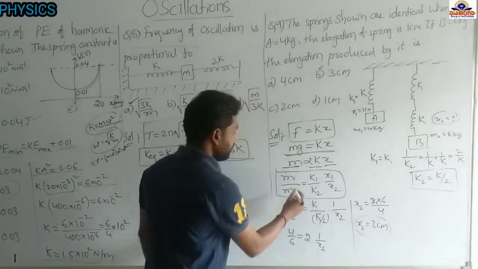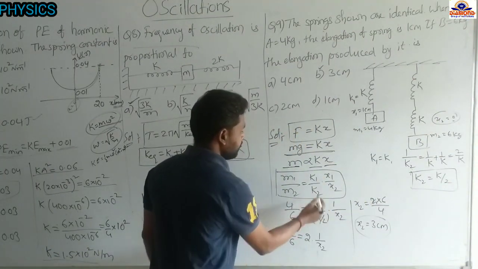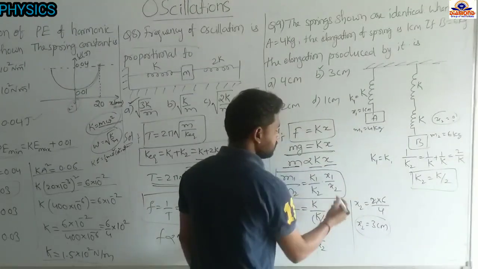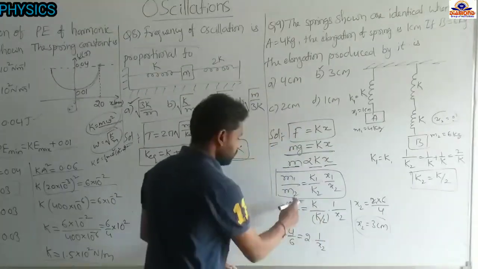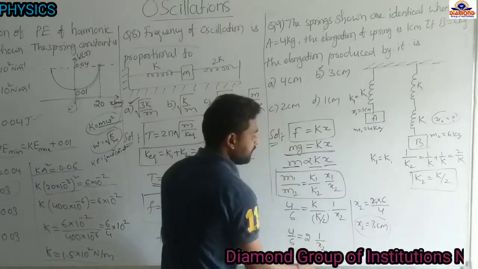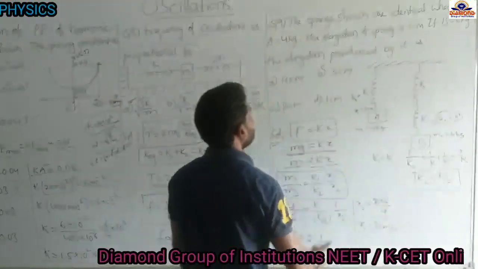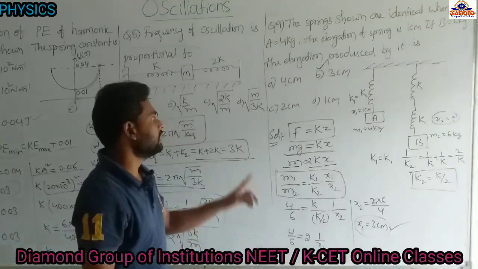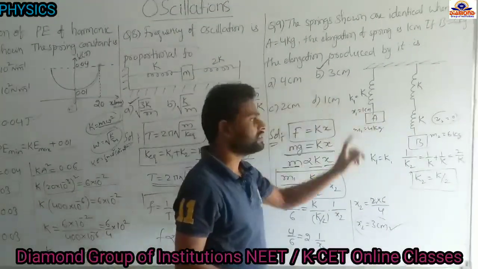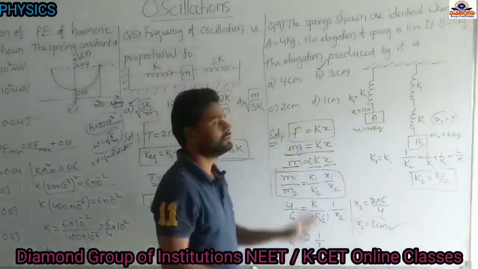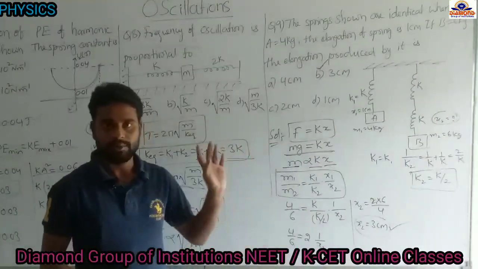Now substitute M1 value 4, M2 value 6, K1 value K, K2 value K by 2, X1 value is 1 centimeter, and X2 value we have to find. So now 4 by 6, same, K cancels, 2 will go upside, 2 into 1 by X2. Simplify, and X2 equals 3 centimeters. So the elongation is 3 centimeters. For block A the elongation is 1 centimeter, for block B the elongation is 3 centimeters. Like this way we have to solve the problems.